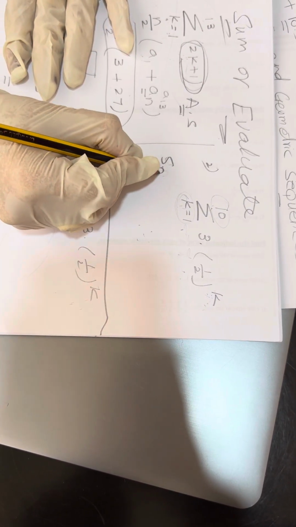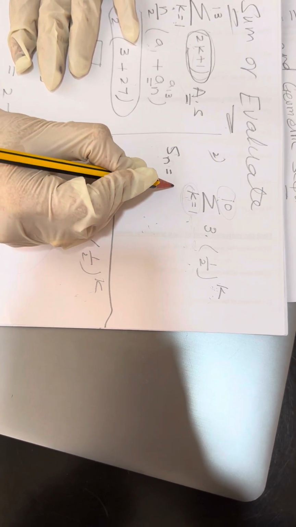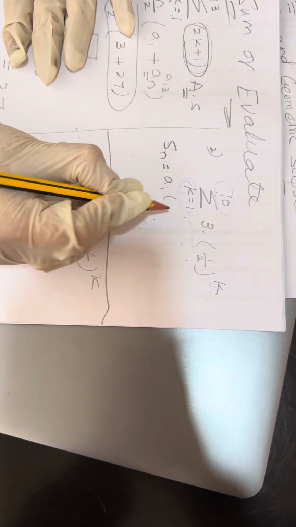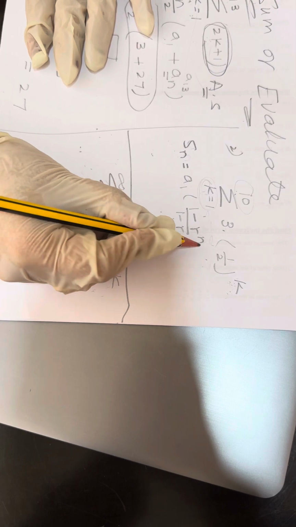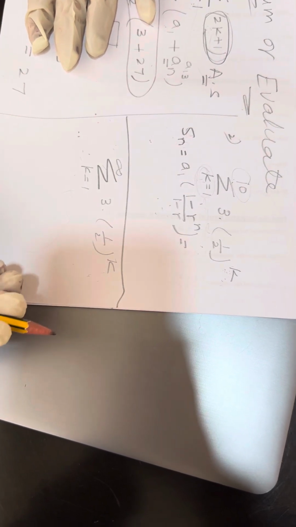we are finding the sum, so it will be Sn. So Sn equals, what is the formula? A1 times (1 minus r raised to the power n) upon 1 minus r. Now just replace the values.